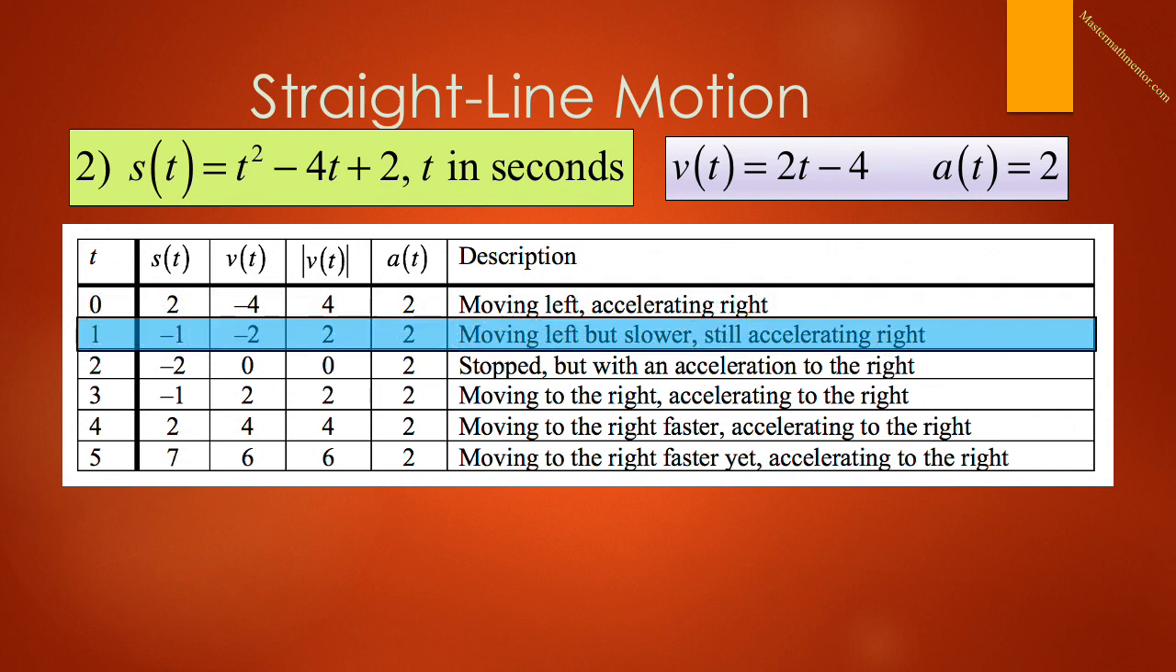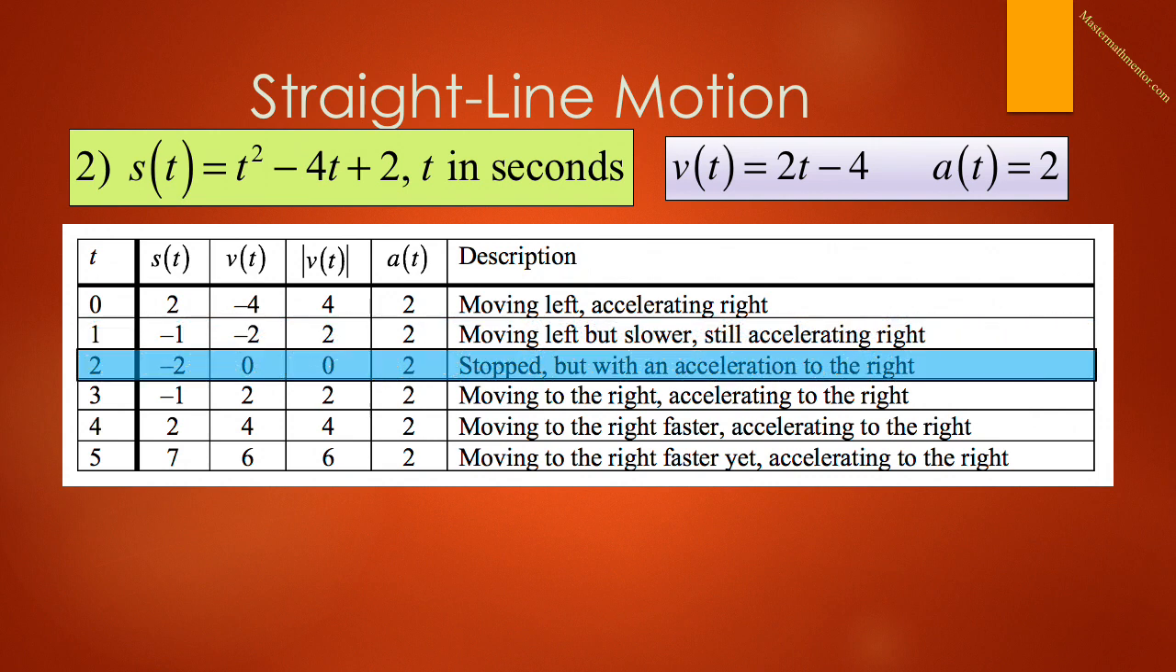At t equals 1, s of t equals negative 1, v of t equals negative 2, and a of t is equal to 2. Which means that the particle is still moving left, but it is going slower. There is still an acceleration to the right.